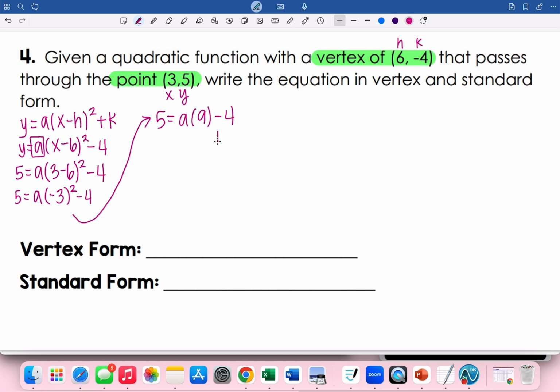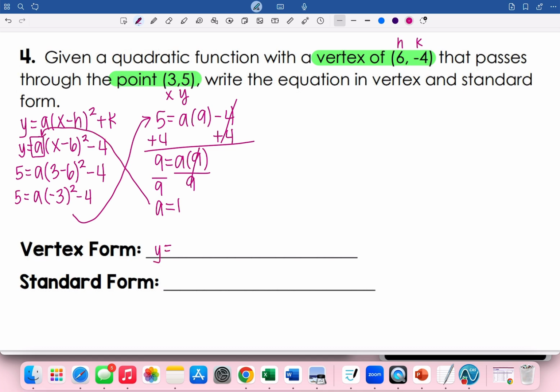Next step, move the constant. So I'm going to add 4 to both sides. And I end up with 9 equals a times 9. Last step, divide by 9 on both sides. And 9 divided by 9 equals 1. So now that I know that a equals 1, I can now plug this into my equation in vertex form.